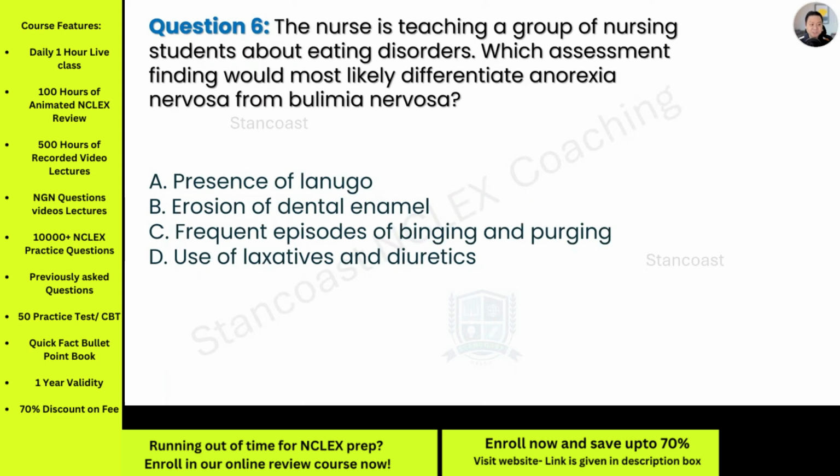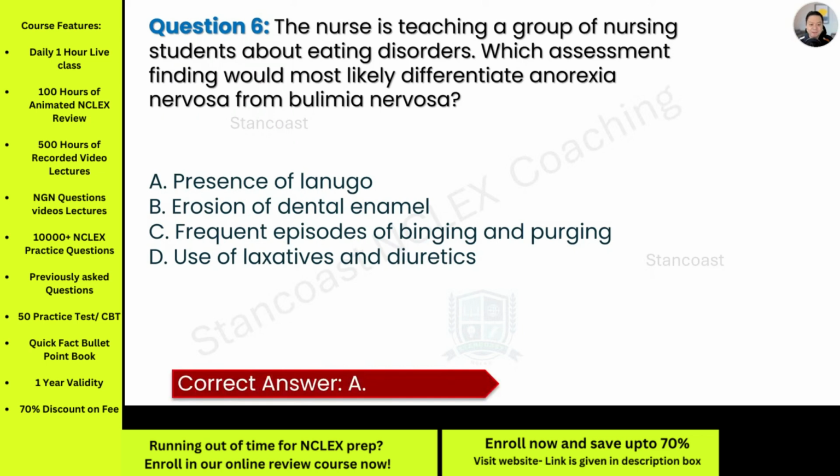The nurse is teaching a group of nursing students about eating disorders. Which assessment finding would most likely differentiate anorexia nervosa from bulimia nervosa? A. Presence of lanugo. B. Erosion of dental enamel. C. Frequent episodes of binging and purging. D. Use of laxatives and diuretics. The answer is letter A.